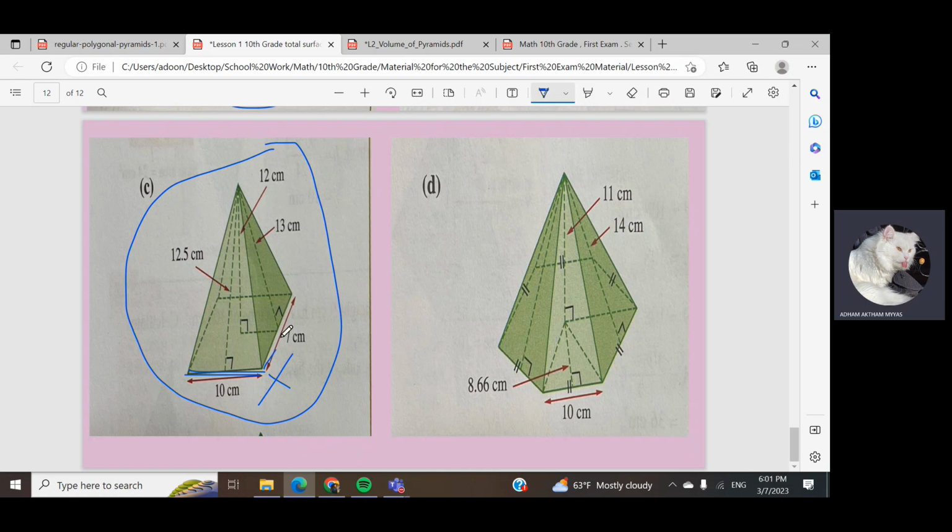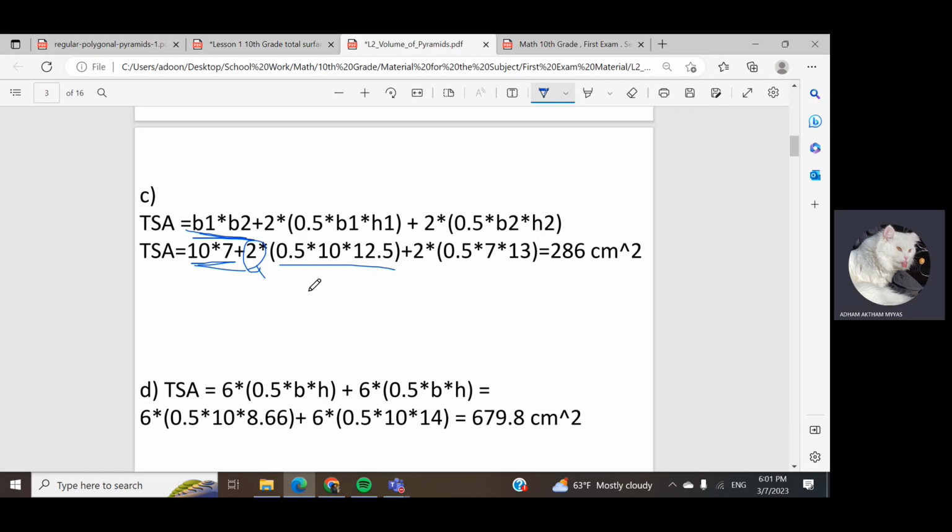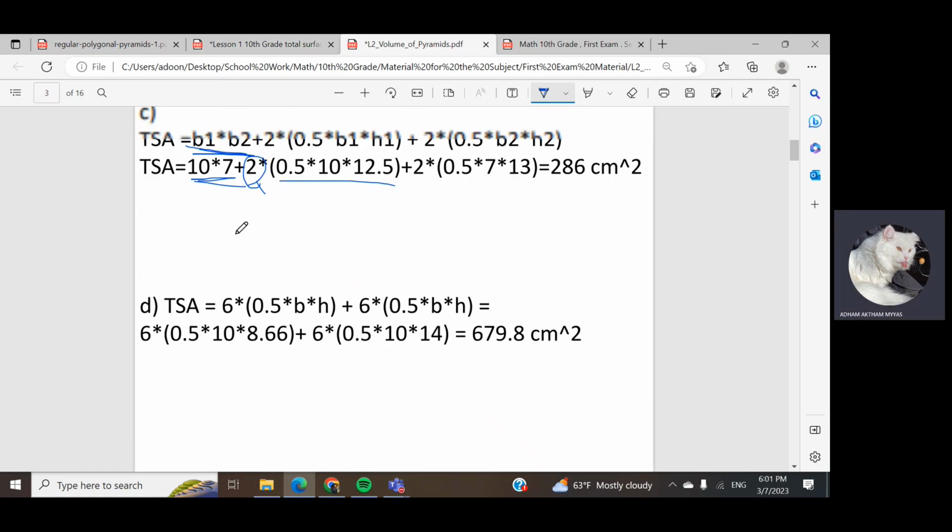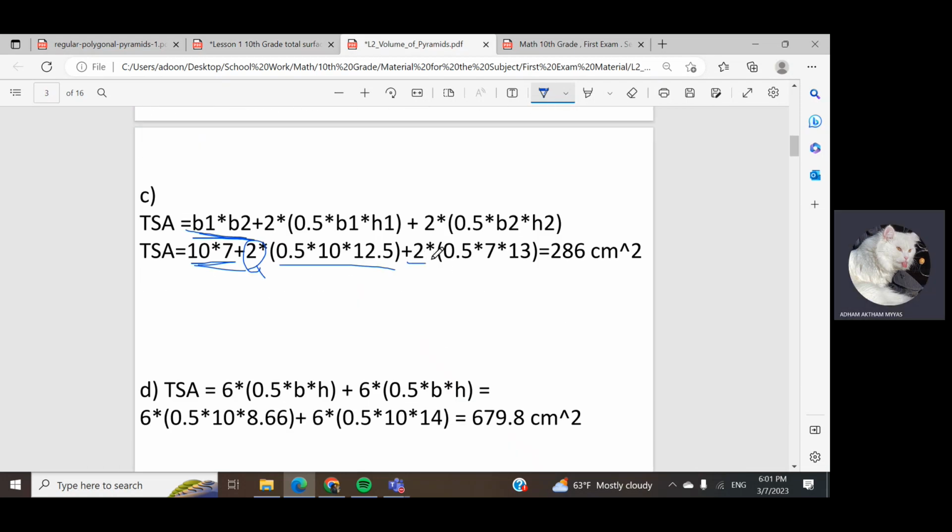So if I want to continue, I should calculate this face and the other face. The base here is 7, and the other height, the slant height, is 13. So 2, because I have two faces, times half, 7, 13. After calculating them, I can see the answer, it's 286.